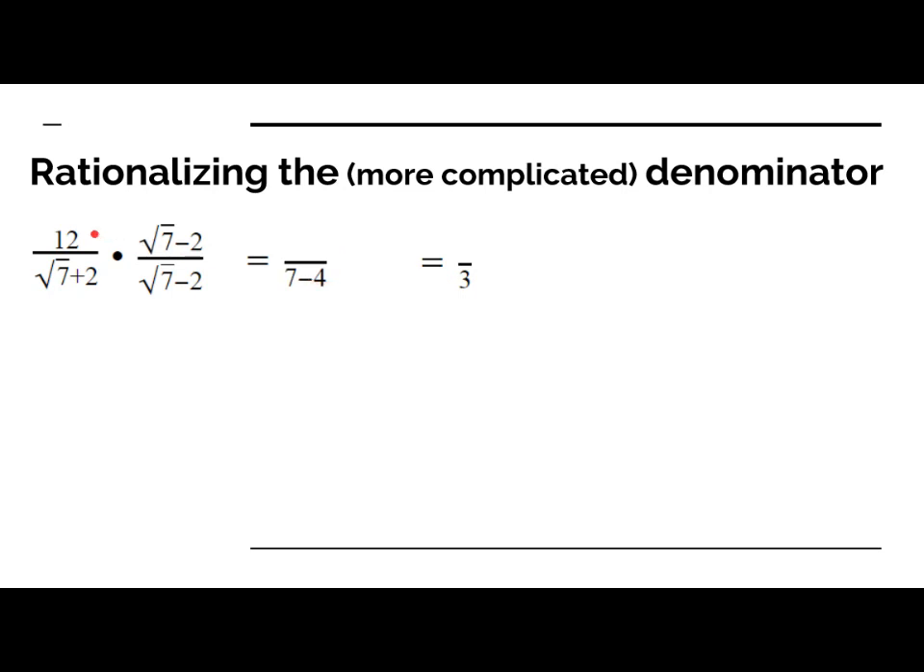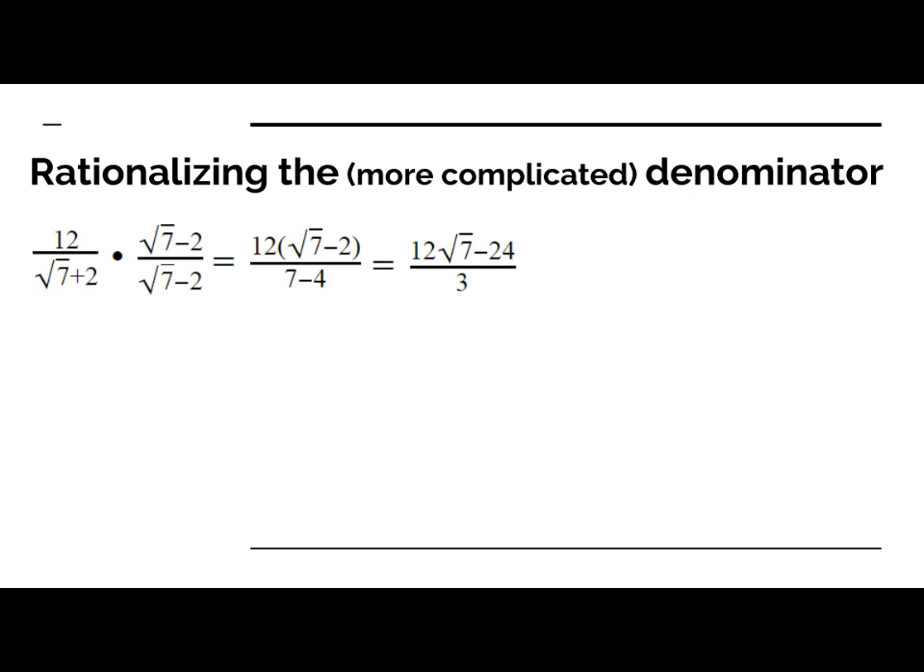Now let's deal with the numerator. There's no expanding here, there's no foiling. We do have to distribute. And so this is 12 times the square root of 7 minus 2. We can distribute through the parentheses and get 12 root 7 minus 24.